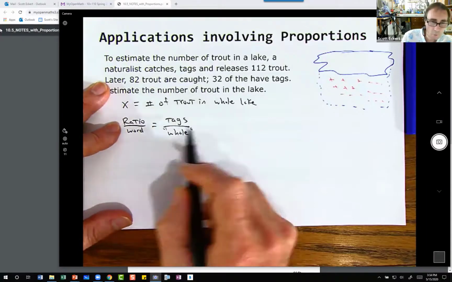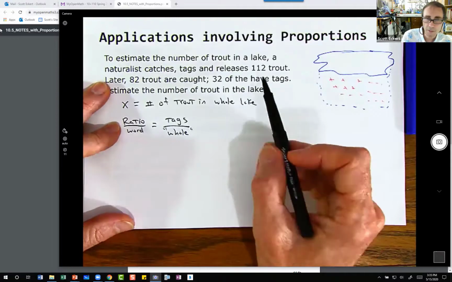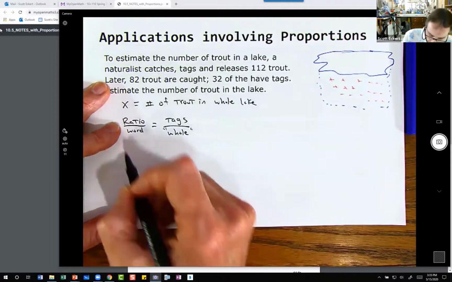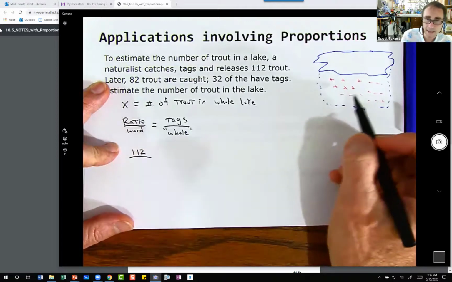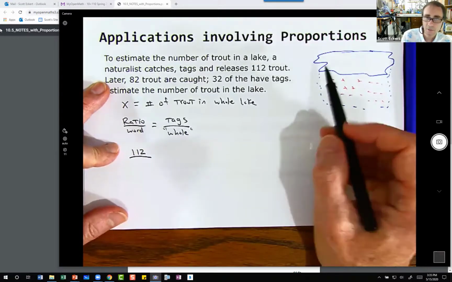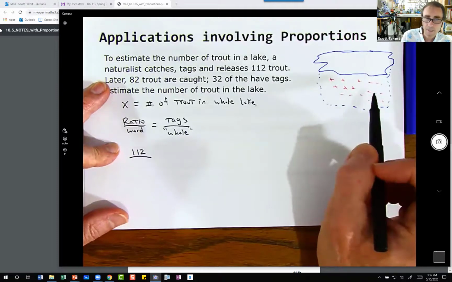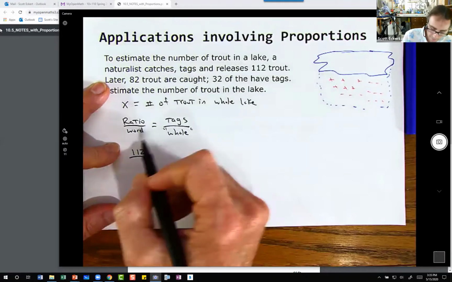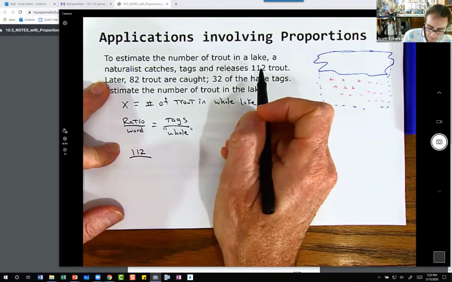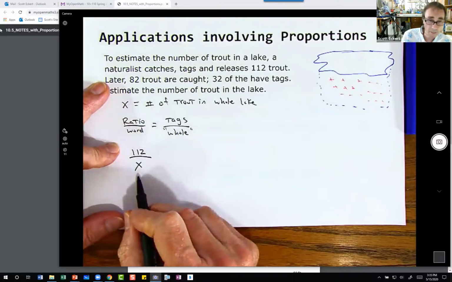I'm using the word whole kind of loosely, because on the first fishing experience, there were 112 fish that he caught and tagged. He threw them back in. So those 112 are now swimming in the whole lake. So the 112 are part of the whole. So that 112 is a ratio with the whole lake, which I don't know, is X.